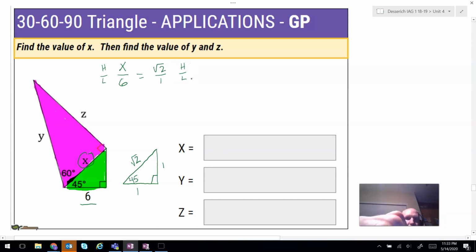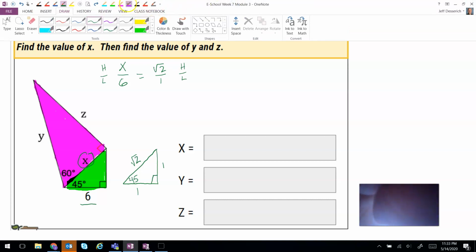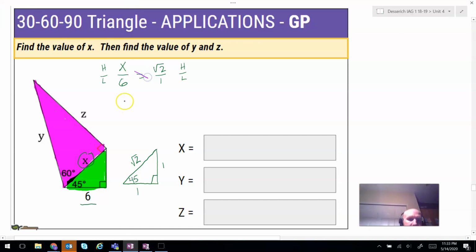Oops. So then all we need to do now is to cross multiply. X times 1 is x. 6 times square root of 2 equals 6 times the square root of 2. Easy enough. We have our x: 6 times the square root of 2. Okay. Which side do you want to find next?